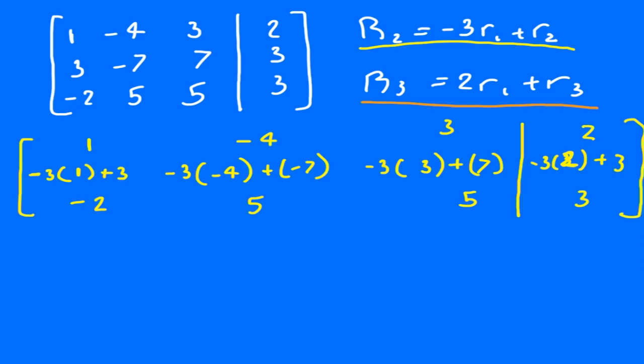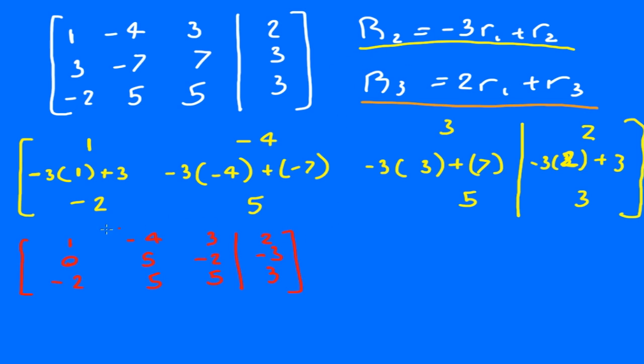And our matrix is going to end up looking like this. It's going to be 1, 0, -2, and then -4, 5, and 3, -2, 5, and we got our 2, -3, a 3, and a 3. That's how it's going to look after our first row operation.